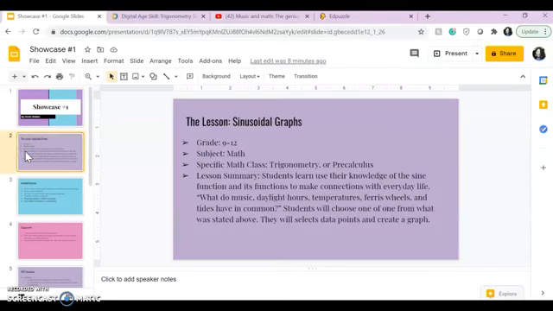So the lesson plan that I chose is for a math class, notably trigonometry or pre-calculus, a high school class, so grades 9 to 12. The specific lesson is students using their knowledge of the sine function and its graphs to make connections with everyday life. So music, frequencies, daylight hours, temperature, Ferris wheels, and the tides are all natural occurrences that can be solved and looked into mathematically using sine graphs.